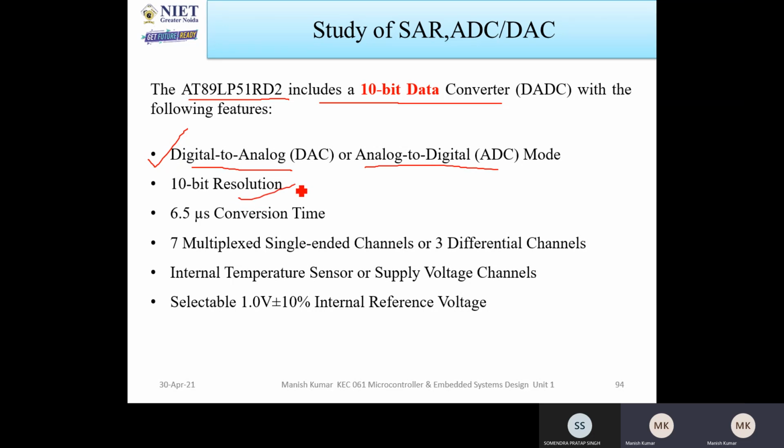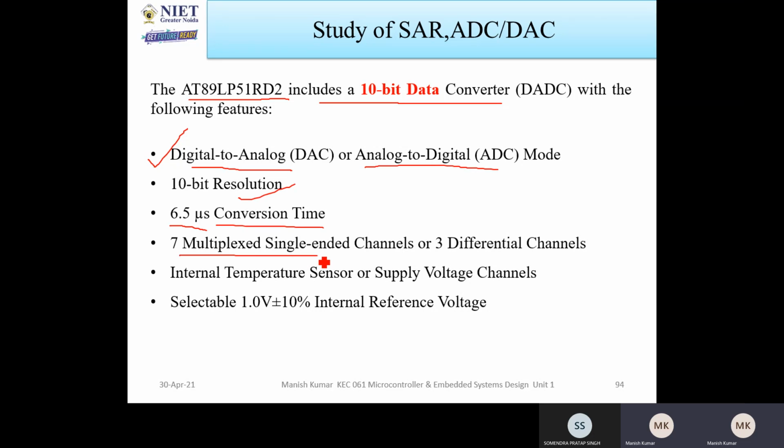Next is 10-bit resolution. Resolution is defined as the smallest incremental voltage that can be recognized and thus causes a change in output. If you change something in the input, then the output will change. 6.5 microseconds is the conversion time. When you convert any data, either analog to digital or digital to analog, it will take 6.5 microseconds.